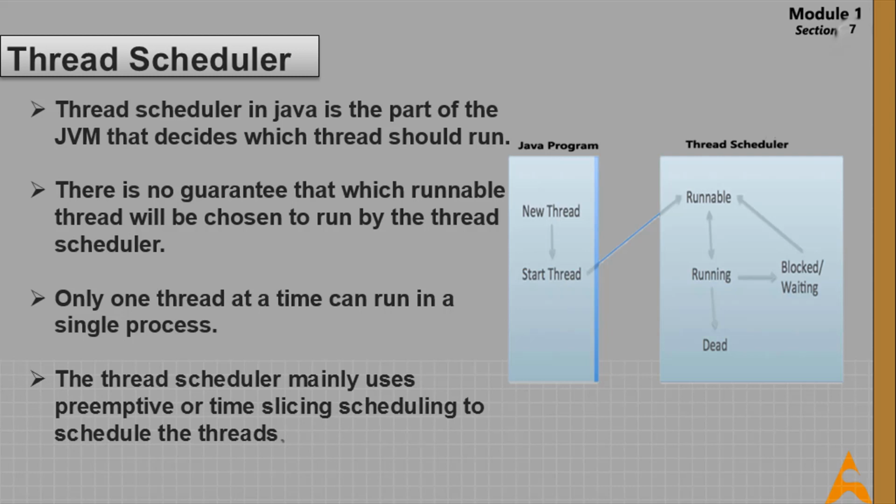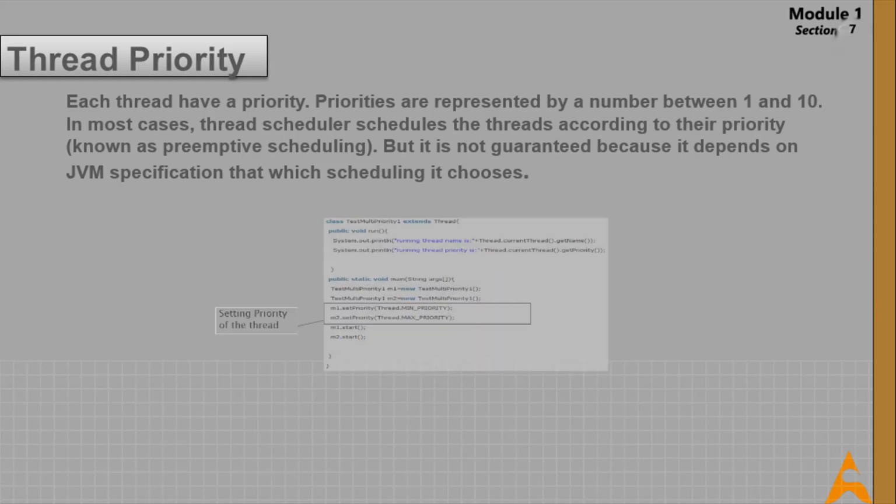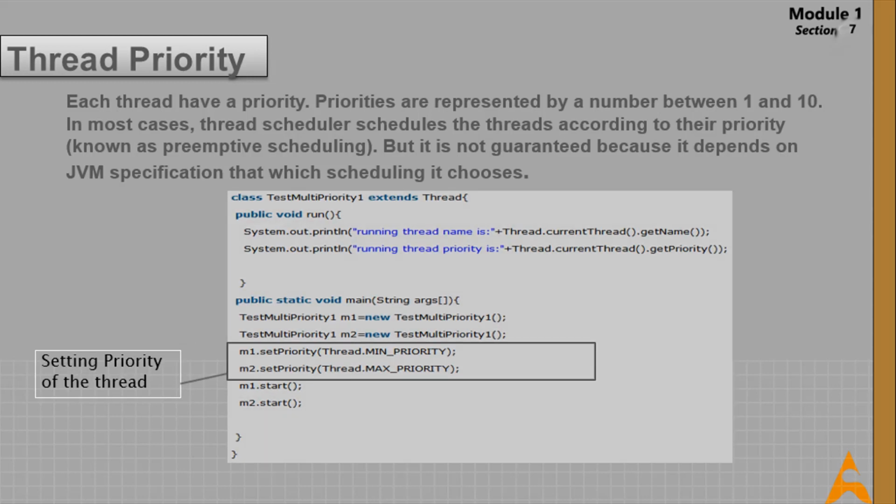Thread priority in Java. Each thread has a priority. Priorities are represented by a number between 1 and 10. In most cases, the thread scheduler schedules the threads according to their priority, known as preemptive scheduling. But it is not guaranteed because it depends on the JVM specification which scheduling it chooses. You can see the program and try to do it while watching this video. You can pause it. In this program we are setting the priority of threads according to the sequence of their execution.